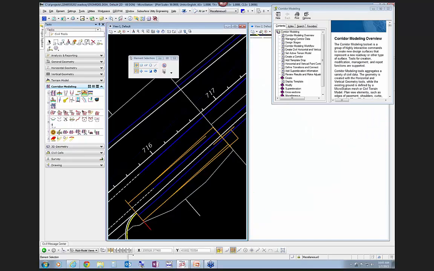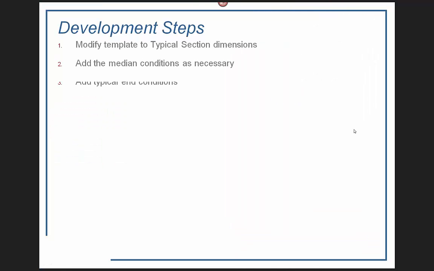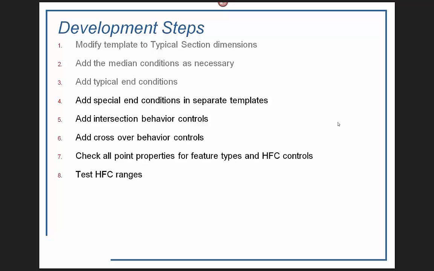All right, so let's see here. Let me go back to the PowerPoint real quick and cover this. So what we really kind of did this morning was to cover these sort of things here, which are detailed template, adding special end conditions on templates, intersection behaviors, crossover behaviors, checking point properties, horizontal feature controls, and the ranges, which I didn't do successfully.